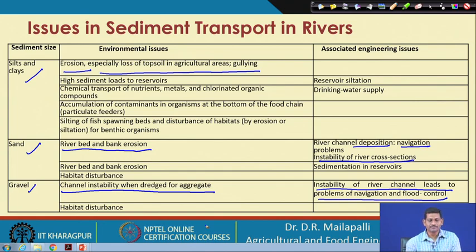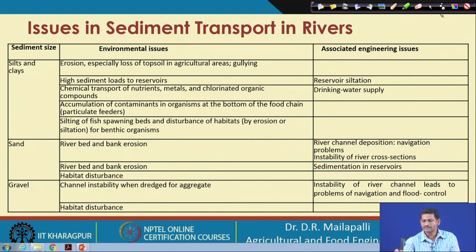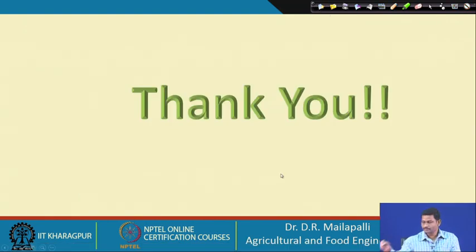Similarly, you can go through this table for different sediment types, and the environmental issues that can be caused by a particular sediment type, and the associated engineering issues can be seen in column number 3. So, with this, lecture number 3 on sediment transportation.